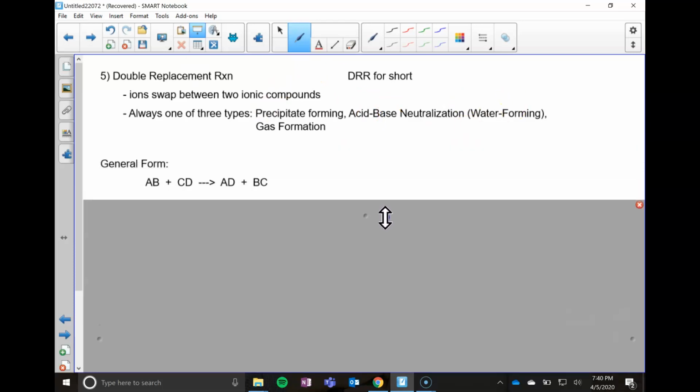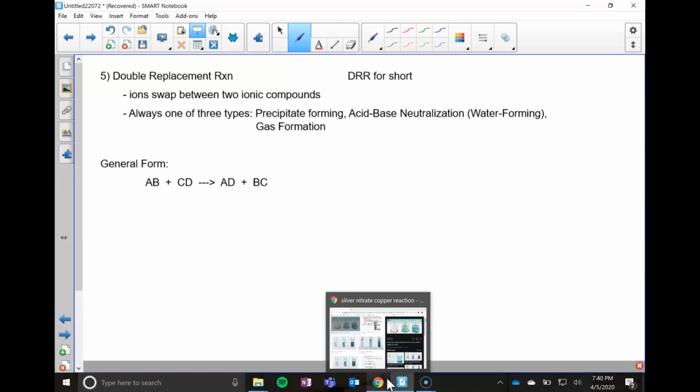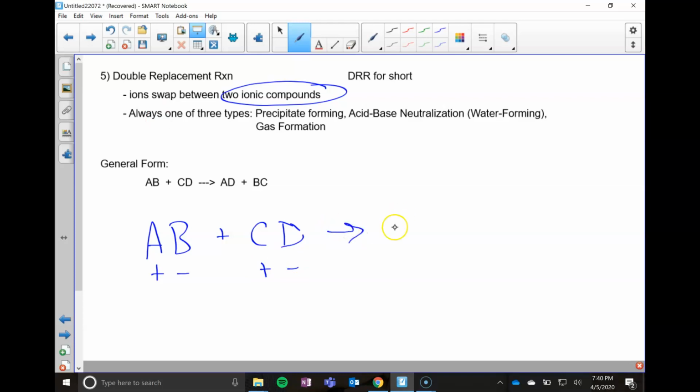Okay, general form looks pretty hairy, but I promise it's not. We've got the general form AB. That's a compound AB, which is always an ionic compound. Now remember, double replacement is always between 2 ionic compounds. So we've got AB, which means if that's an ionic compound, this is going to be the cation and this is going to be the anion. And that's going to react with CD, again the cation and the anion, and that's going to result in 2 things swapping places.